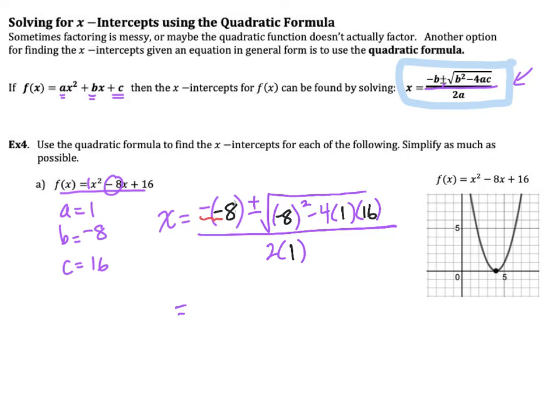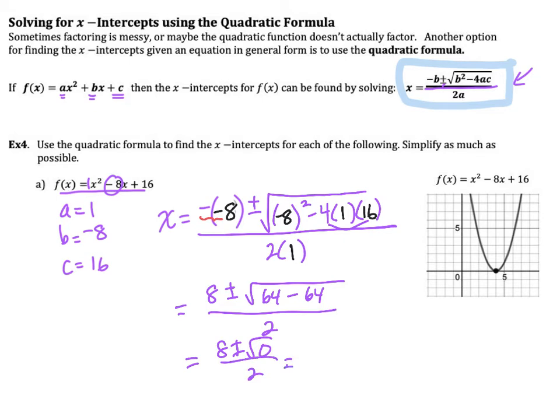So what do we get? We get negative 8, which is positive 8. Underneath, I'm going to have 64, minus 8 squared is 64. 4 times 16 is actually 64 as well, and that's all divided by 2. So that's 8 plus or minus square root of 0 divided by 2. Well, the square root of 0 is just 0. So 8 plus or minus 0 is just 8, and 8 divided by 2 is 4. So what does that mean? It means we only have one root.